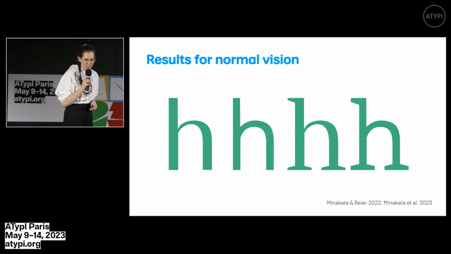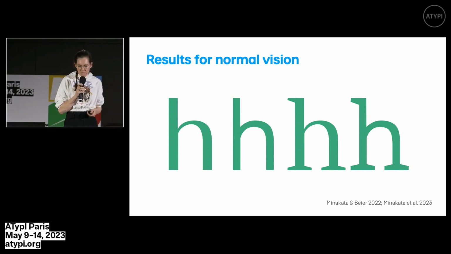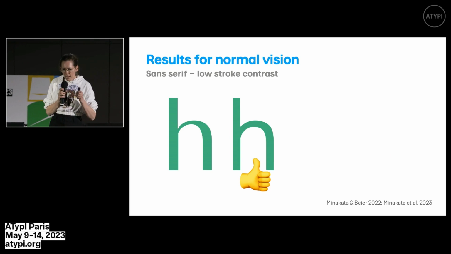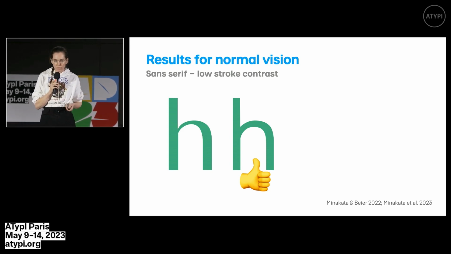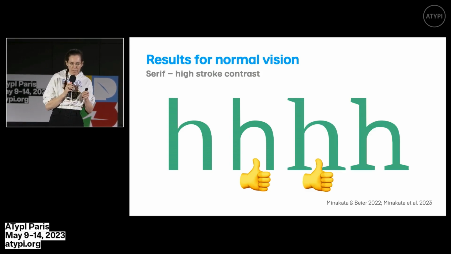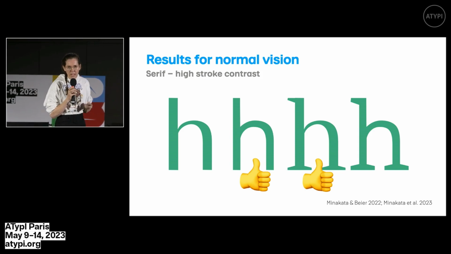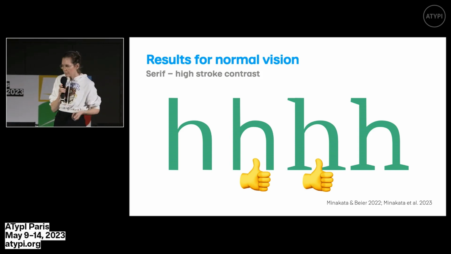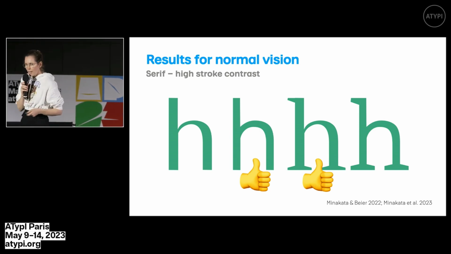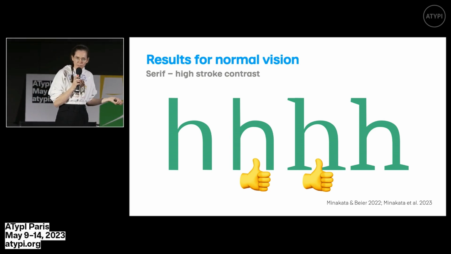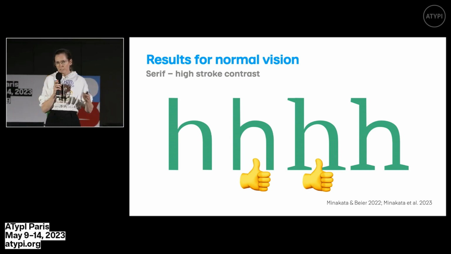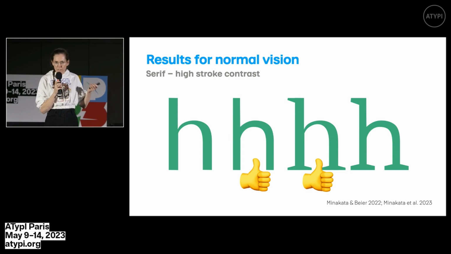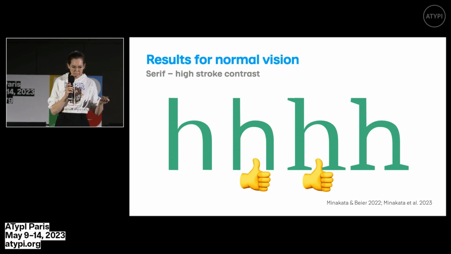So what were the results of this? When we looked at the normal vision readers and looked only at the sans serif fonts, then the low stroke contrast font was easier to read at small sizes. Serif fonts, the high stroke contrast was easier to read at smaller sizes. And in a way, this is very good news, I think, because this follows convention within type design, meaning that when we design for normal vision readers, we can continue with what we're doing already. That's nice to know.